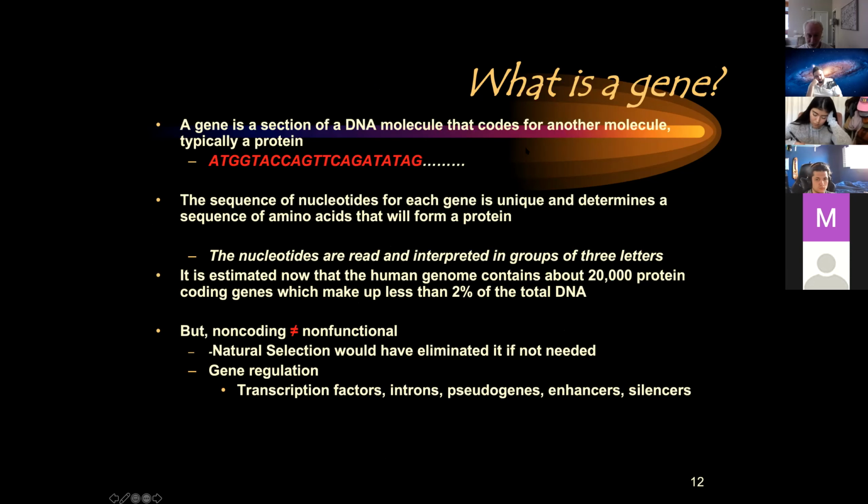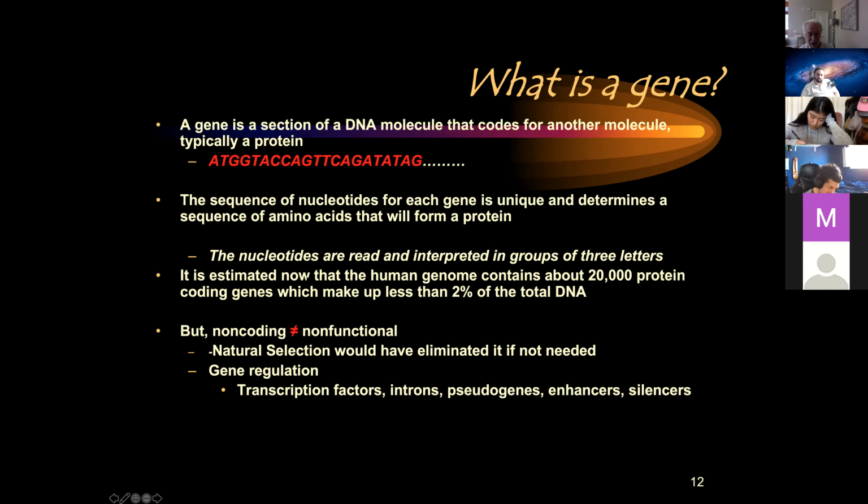Now, what is a gene? And this is something that you need to know, you need to remember this, because a gene is just a section of DNA that codes for a protein. And these red letters represent a section of DNA that encode a protein. The sequence of nucleotides for each gene is unique. The nucleotides are read in groups of 3 letters, and we'll talk more about this next time.